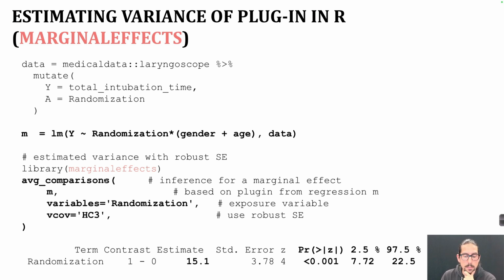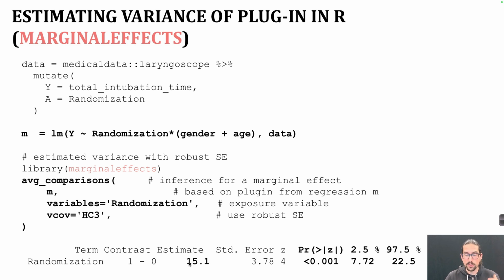You use this average comparisons function, and this basically says I want to calculate some marginal effect based on this regression model. So you give it the regression model, and then you say the variable that I want to deterministically set to 1 or 0. In this case, it's called randomization, but here you would just type whatever the name of the exposure variable is in your data set. And then lastly, I say use the robust standard error, because this thing can also give you the classical estimate, but always use the robust standard error. So I put that there. And then boom, you get the coefficient estimate, you get the standard error.